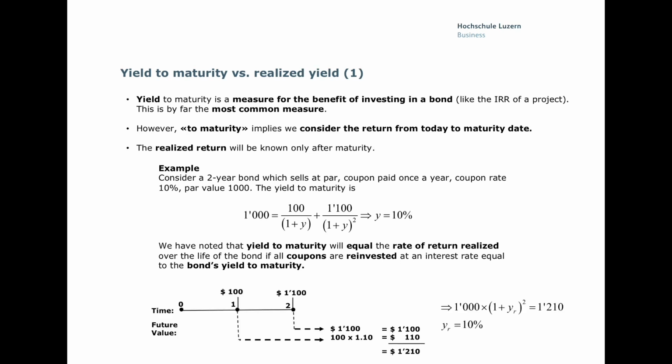This can also be seen from a future value computation. If we reinvest the coupon payment obtained at the end of year 1 at the rate of 10%, we will get an amount of $110 at the end of year 2. Together with the cash flow received in year 2, consisting of the coupon payment of $100 and the repayment of the face value of $1,000, the bond investors receive a total cash flow of $1,210, which implies a realized return of 10%.